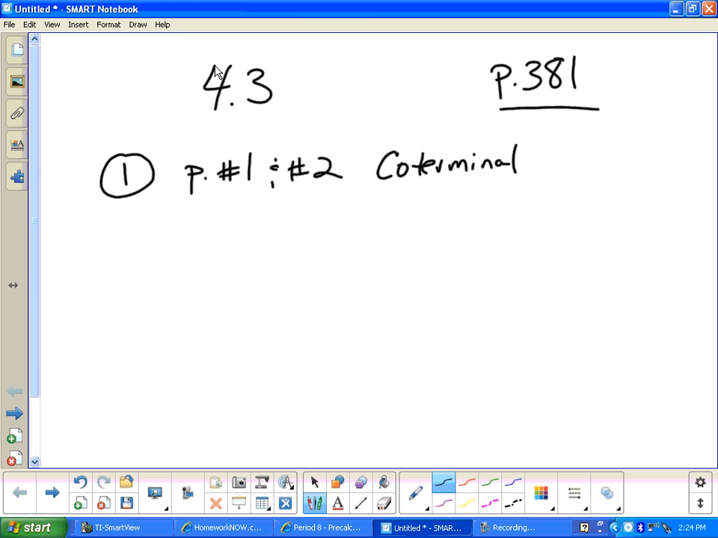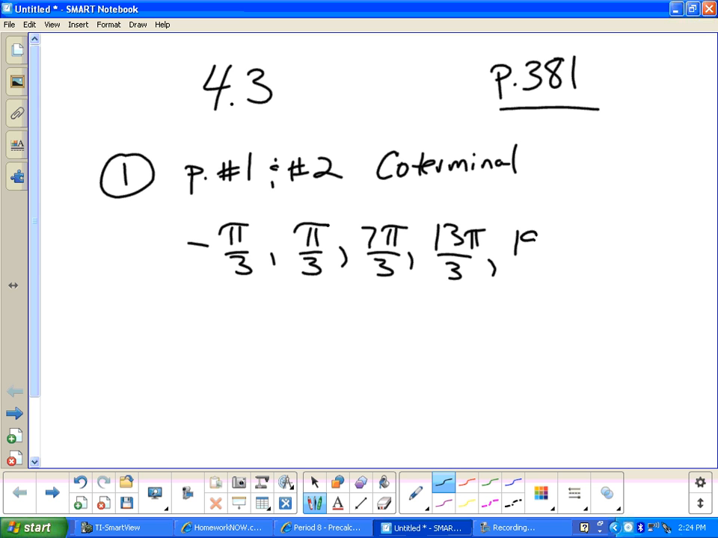Identify the one angle that is not coterminal with all of the others, and I give you a series of angles, like negative pi over 3, pi over 3, let's say 7 pi over 3, 13 pi over 3, and 19 pi over 3.